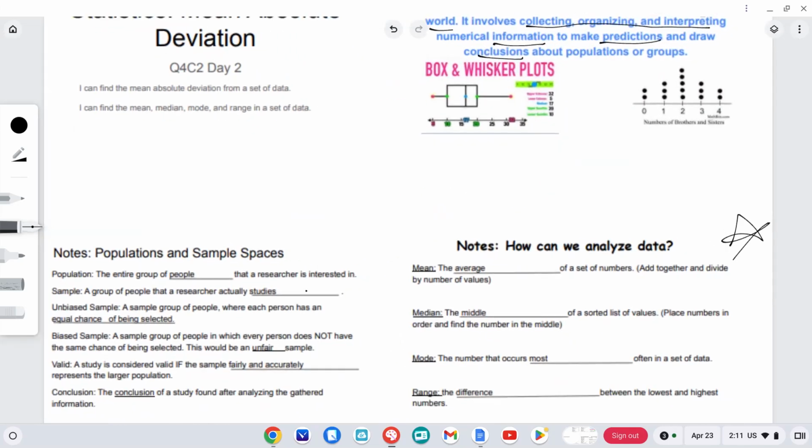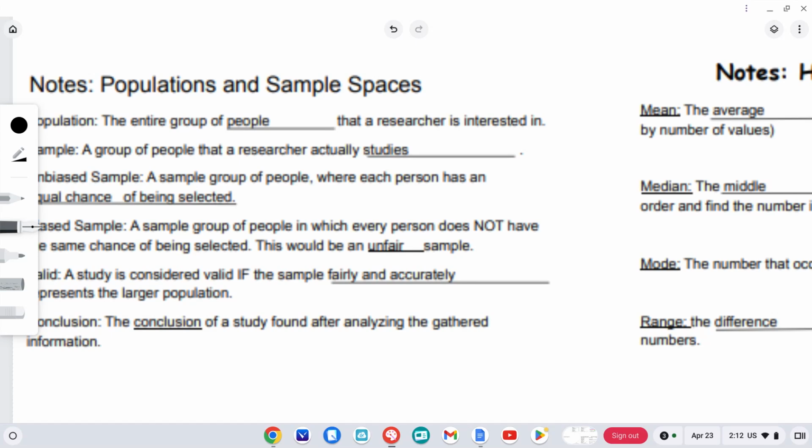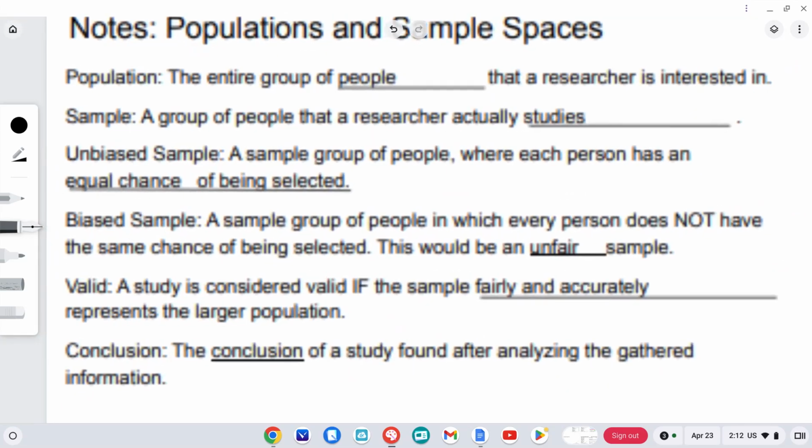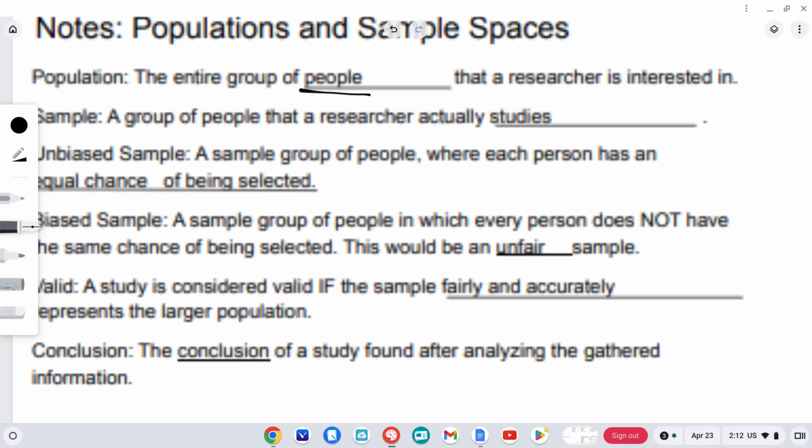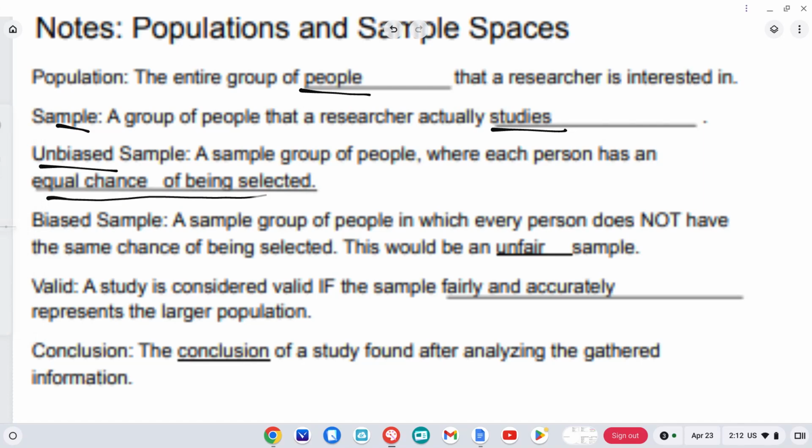We talked about some other important words that go along with statistics last week. We talked about these words here. We talked about population first, which is a group of people, the entire group that we're interested in. Then a researcher chooses a sample or the group that they're actually going to study or talk to. If it's a good sample, then we call it unbiased. Unbiased meaning that everyone has an equal chance of being selected. If it's not a great sample, we might call it biased. That would be like if a person is favoring someone, which is really unfair. So a biased sample is a group of people where everyone is not having an equal chance. This is unfair. We don't want unfair samples.